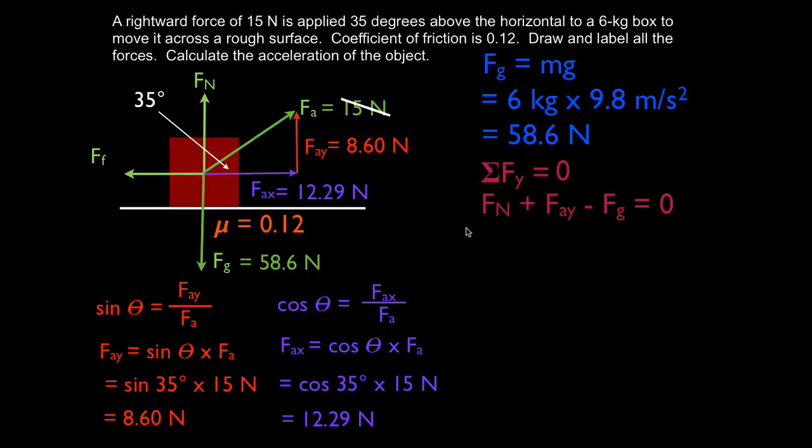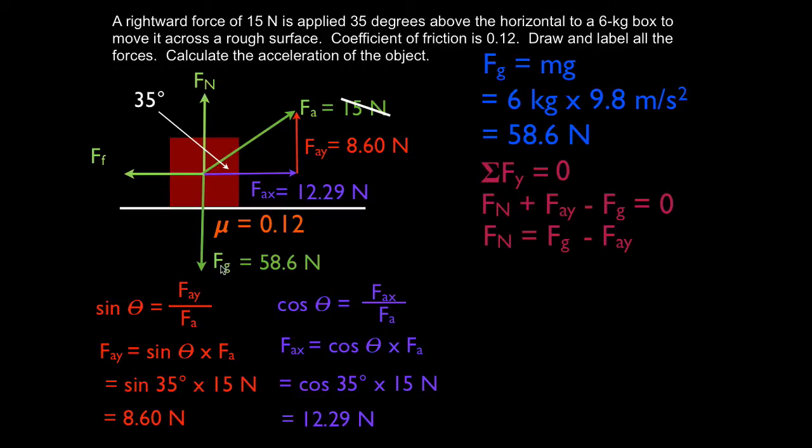So here's how we sum the forces up. Fn, the normal force, plus Fay, they both act in the positive direction. Plus this force, which acts in the negative direction. So it's plus minus Fg, because Fg acts in the negative direction, equals 0. So now we're going to move Fay and Fg to the other side, and we get Fn, the normal force, is equal to the weight of the object minus the component of the applied force that acts in the y direction. And that should make sense.